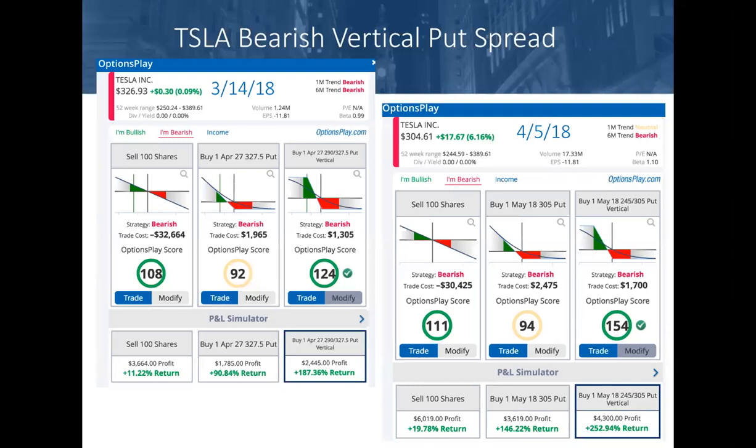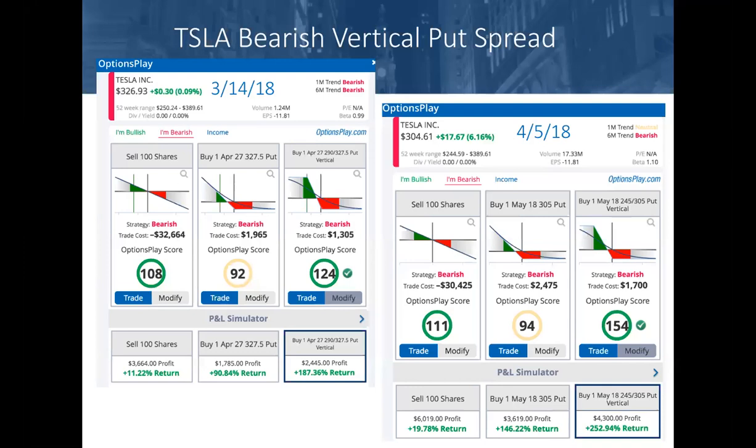Now that it's rallied back up above 300, you can buy the May 305 put that expires on May 18th. So you're giving yourself almost 6 weeks, for $1,700 for the put spread: the 305, sell the 245 against it. Look how you've cut your cost down from paying almost $2,500 for the 305 put to only $1,700 for the spread. But if that spread widens out to 60 points, look at the profits you can make. Very high percentage returns. Option Play gives it a nice green with a check mark, so it's a probability-based options trade. So if Tesla goes down and makes a new low within the next 6 weeks, you can make an awful lot of money as the spread widens out from 17 to 60.